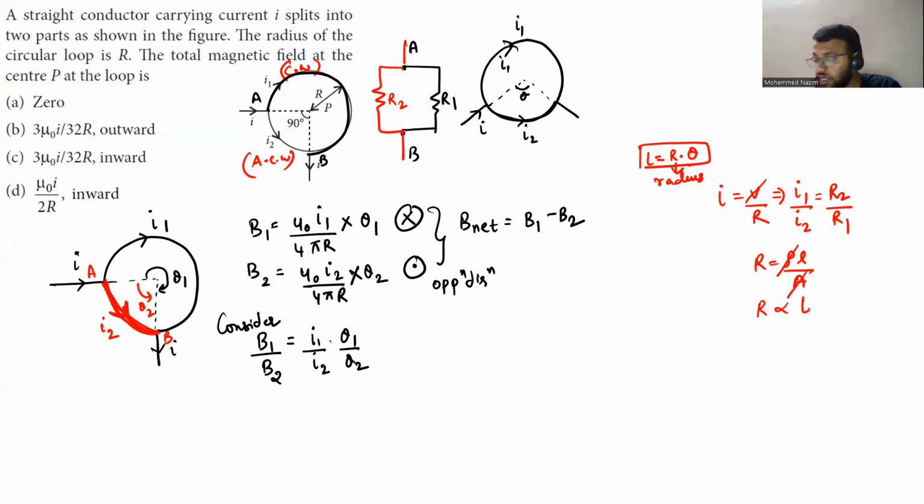R is simply proportional to L, the arc length, isn't it? The length of the wire is proportional to the angle that it subtends at the center. More is the angle, more will be the length. Simple. So R is proportional to L is proportional to theta.